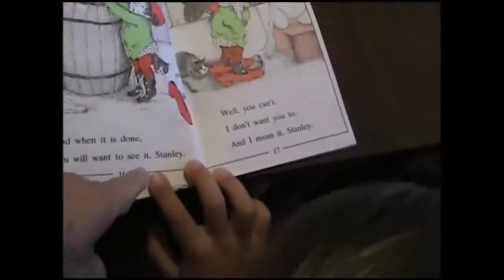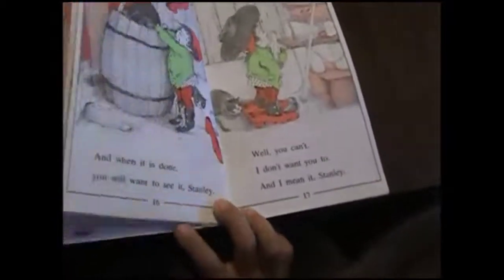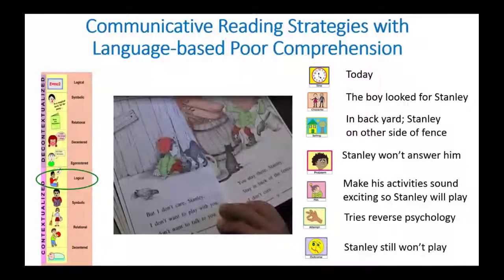Find any words in the sentence that tell you what he does? See. What? See. I don't want you to see it. Well, you can't see it. I don't want you to see it. And I mean it, Stanley. The difficulty encountered in this level of a book.